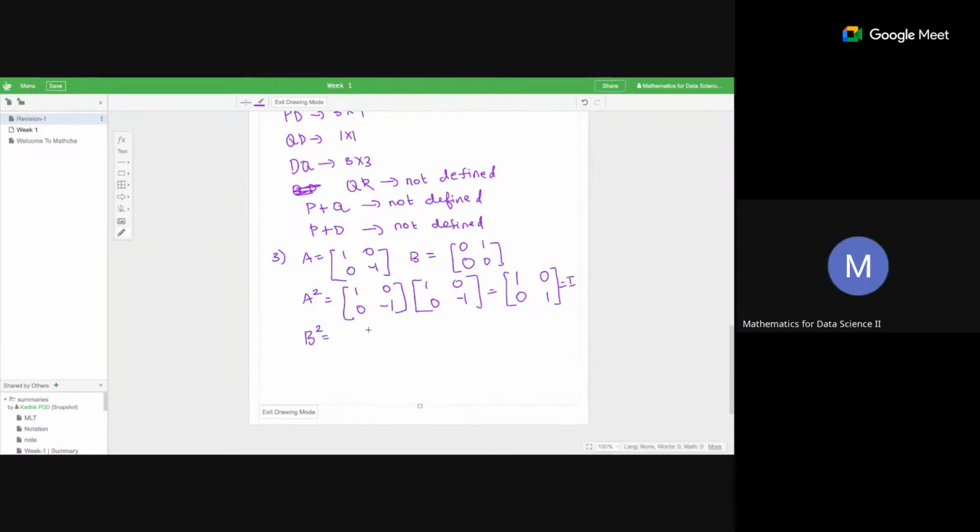And what is B square? Now this is an exercise for you. Try it and tell me what is B square. It will be 0, 0, 0 and 0, ma'am. Zero matrix. All entries are 0, right? Yes, this is a null matrix. But what about B? It is not a null matrix.